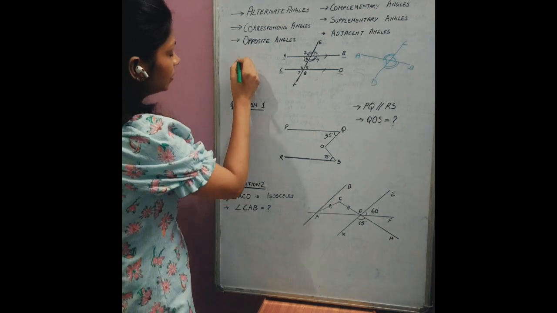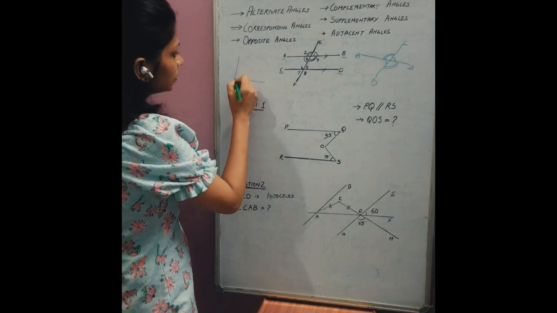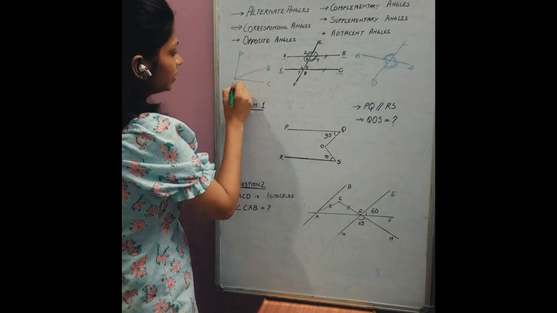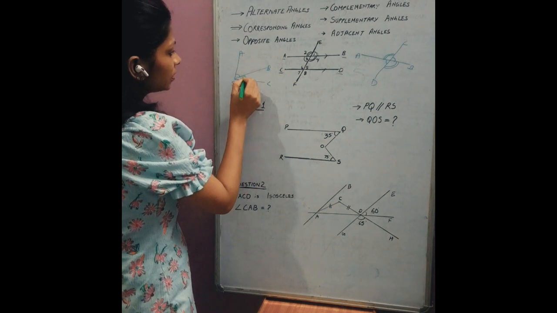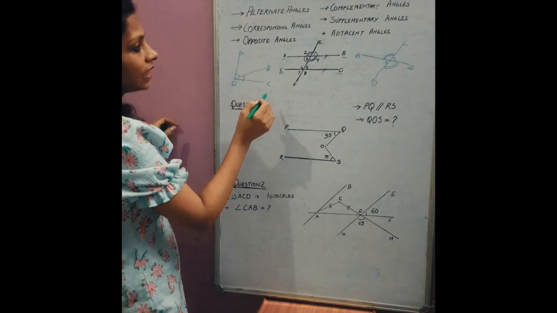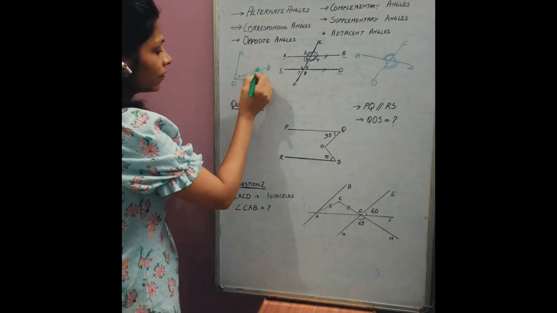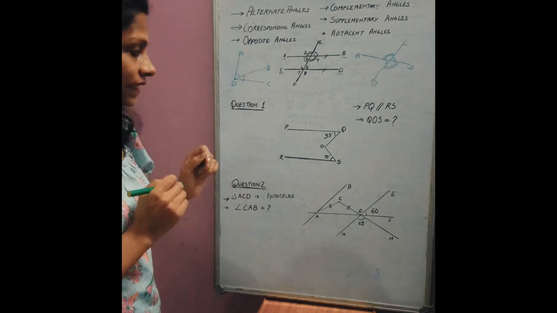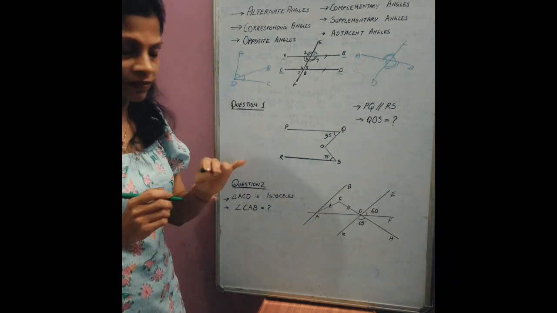For example, A, B, C, D. So here angle ADB and angle BDC are adjacent angles because they have a common arm and the same vertex, which is D. All right, so let's move on to the questions.